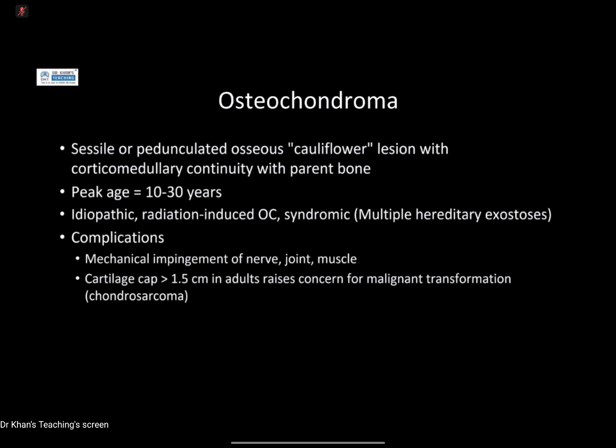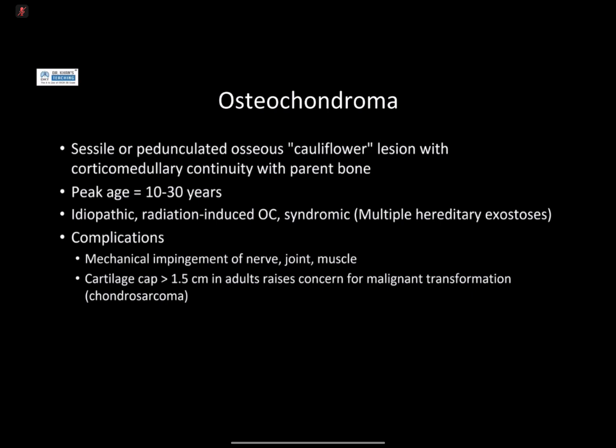You can get many different types, but usually you want to see that corticomedullary continuity with the parent bone. When you're looking at the cross-sectional imaging, it's really important to assess for any mechanical complications. So if someone is presenting with pain, it may be that the osteochondroma is compromising, say, an adjacent neurovascular structure. And as candidate 1 correctly identified, you would want to look at the cartilage cap and any marrow abnormalities.